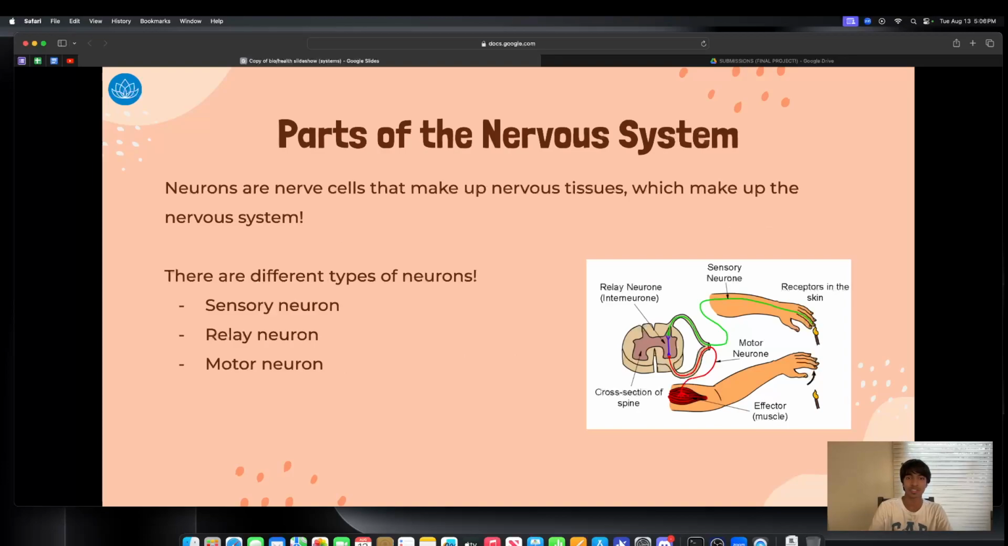So here are the parts of the nervous system. Neurons are nerve cells that make up nervous tissues, which make up the nervous system. There are different types of neurons: sensory neurons, relay neurons, and motor neurons. Sensory neurons are connected to the receptors in the skin. The relay neuron is the one in the middle of the whole thing, connecting the stimulus to the response. And the motor neuron controls the muscle, and it controls your reaction to the information that was relayed from the sensory neuron to the relay neuron.